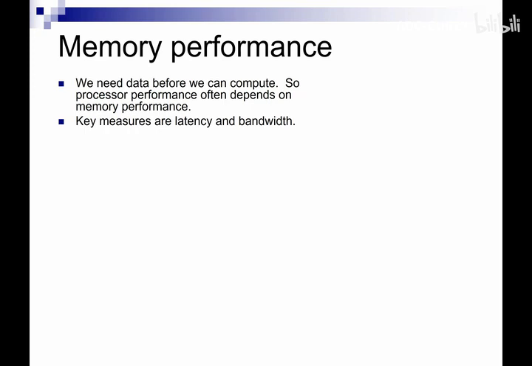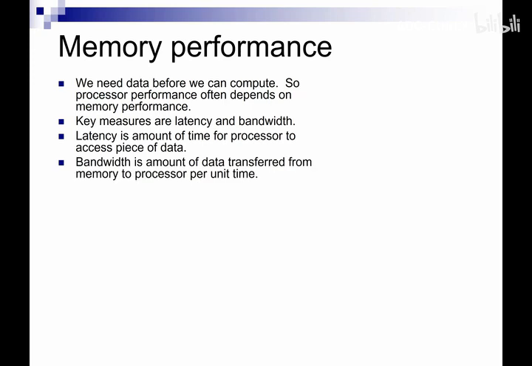Now, when you look at memory performance, the two key metrics are latency and bandwidth. Latency is basically the amount of time for a processor to access a piece of data. And bandwidth is the amount of data that you can transfer from the memory to the processor in each unit of time.